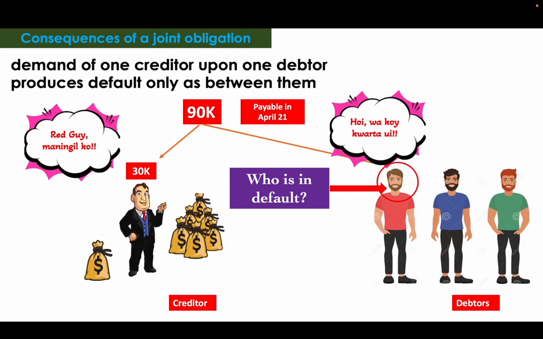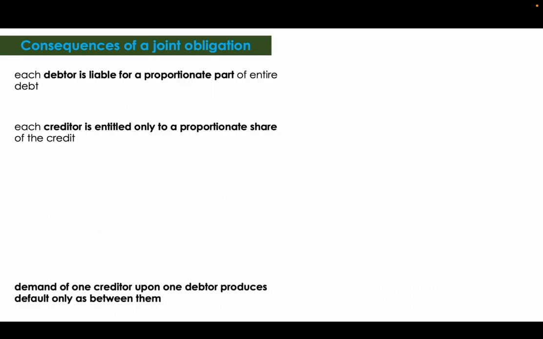The demand of one creditor upon one debtor produces default only as between them. So, ang default lang is si red, kay siya raman ang gipaninglan. Let us now go to the other consequences.